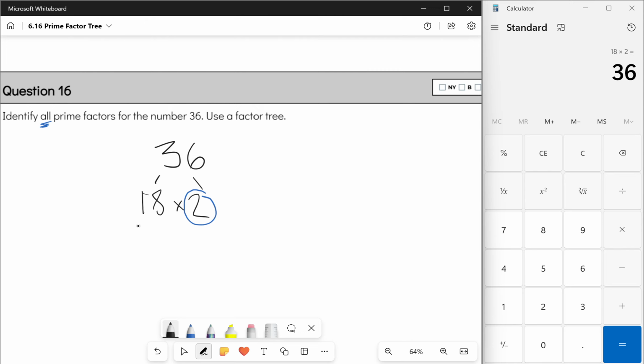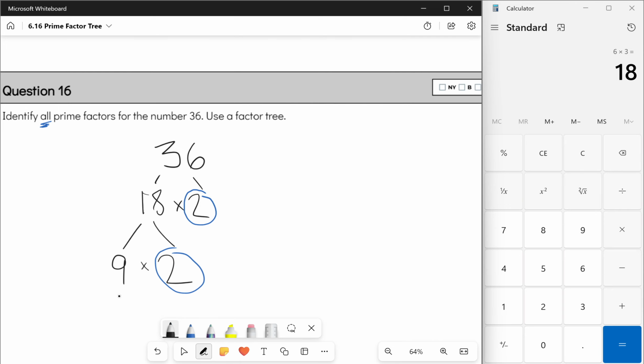So let's go back to black. 18, I like 9 times 2. Let's do 9 times 2. I know that makes 18. I might check it on my calculator just to make sure. 9 times 2, there we go, 18. I might also do 6 times 3. I know that also makes 18. So I could have done either one. Neither would be wrong. You'll see that I ended up with another 2. I know already that that's a prime number, so I'll give it a nice blue circle.